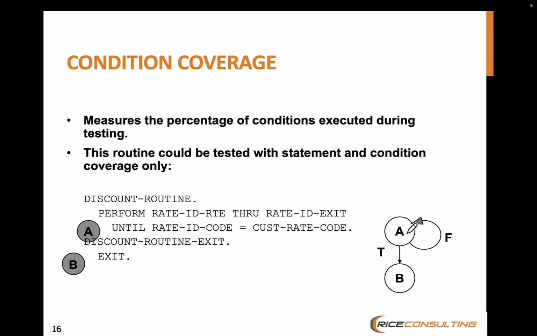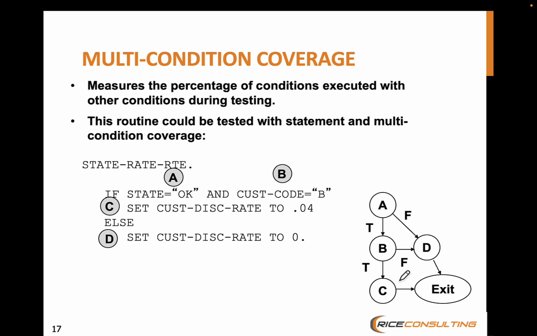Now with condition coverage, this is where we're going to do, let's say, a do while or do until, something like that. We're going to use a perform command here to perform rate ID routine through rate ID exit until the ID code equals the customer's rate code. So we're going to stay in here until this condition becomes true, then we go out. And that would completely cover that code if you're just using condition coverage.